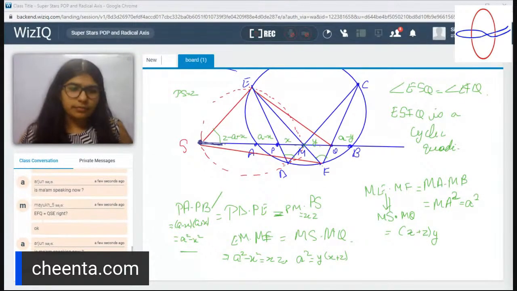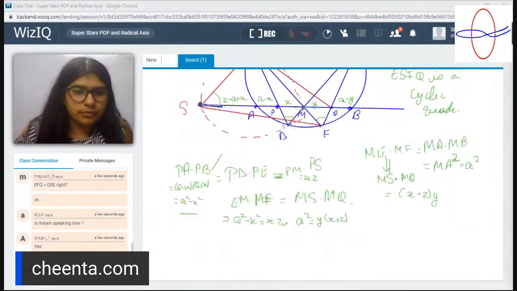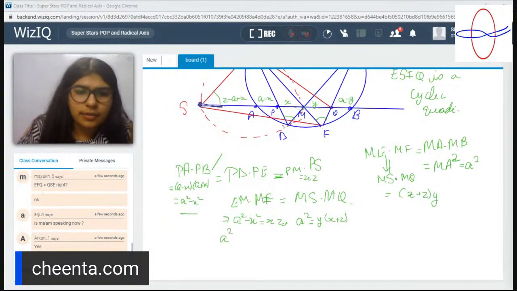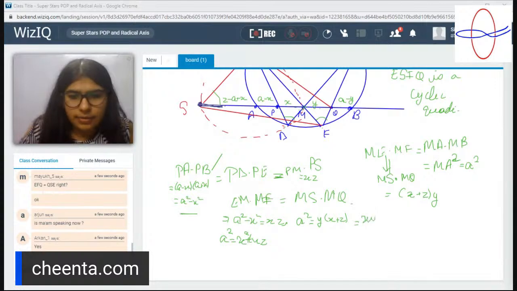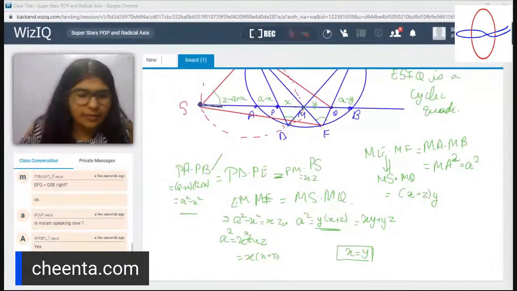Isn't it like done? Because from here you have that A squared equals X squared plus XZ, and over here it's XY plus YZ. Actually you write this as X into X plus Z, and over here it's Y into X plus Z. So X equals Y, and we are done, right?